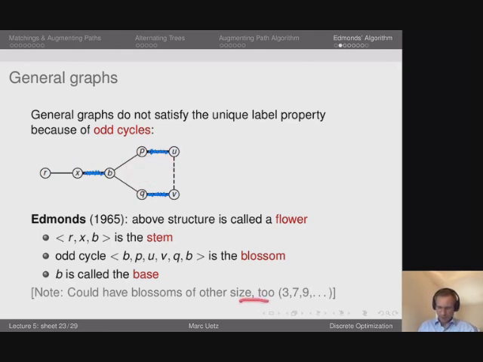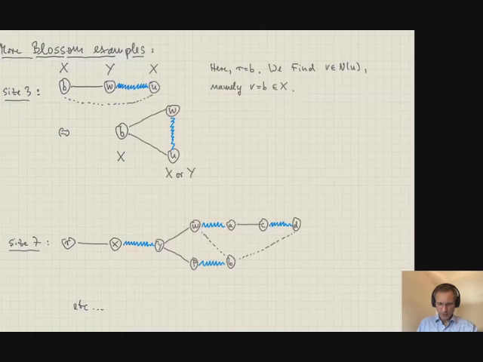There could be blossoms of other sizes too. Obviously only odd lengths of cycles could potentially be blossoms, but they could have sizes 3, 7, 9, and so on. And I think it's good to look at least 2 more examples to see what could be going on in a blossom, because otherwise maybe this particular picture is over-intuitive. So for instance, we might have blossoms of size 3 even. That happens when our root vertex is the blossom itself.